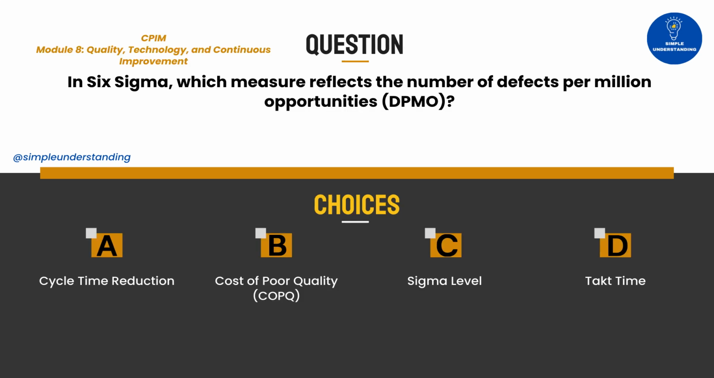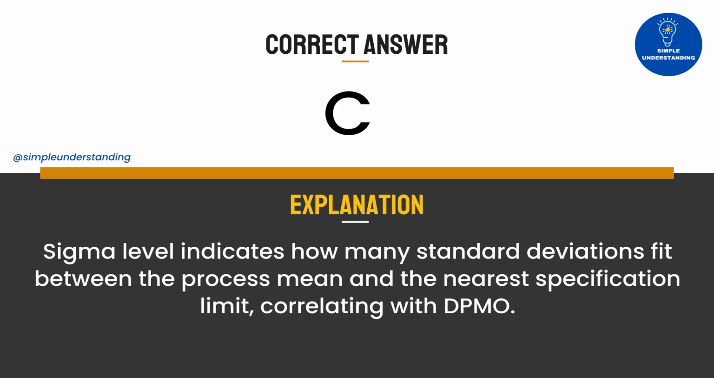Question 10. In Six Sigma, which measure reflects the number of defects per million opportunities, DPMO? A. Cycle time reduction. B. Cost of poor quality, COPQ. C. Sigma level. D. Takt time. Correct answer, C. Explanation. Sigma level indicates how many standard deviations fit between the process mean and the nearest specification limit, correlating with DPMO.